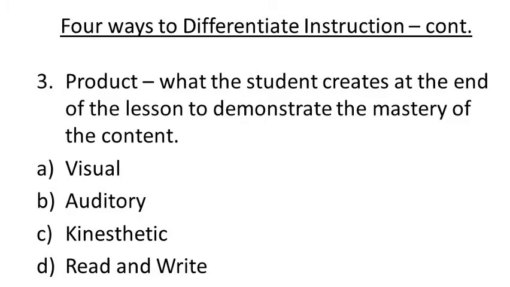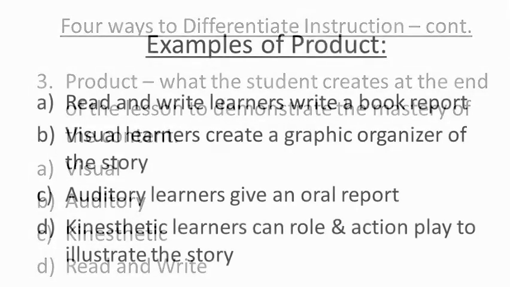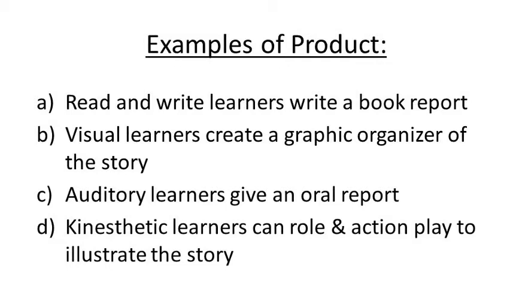So there's 4 ways: visual, auditory, kinesthetic, read and write. Some examples of a product: the read and write learners write a book report. Your visual learners would create a graphic organizer of a story. Your auditory learners would give an oral report. And kinesthetic learners can role-play an action play to illustrate the story.